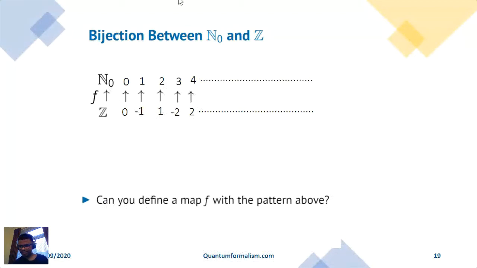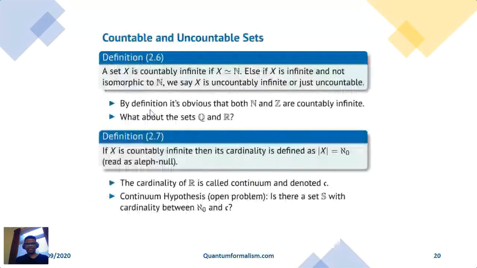So let me go back to the section. This comes into the concept of countably infinite and uncountable, so countable sets and uncountable sets. We say a set is countably infinite if it is isomorphic to N. Else, if it's not isomorphic to N, we say it's uncountably infinite, or just uncountable. So we need to be careful. There are two types of infinites here.